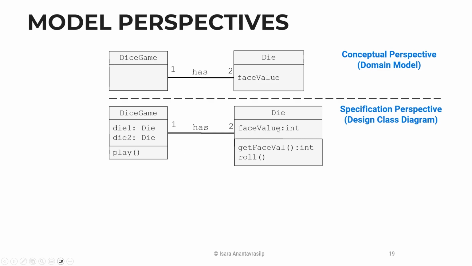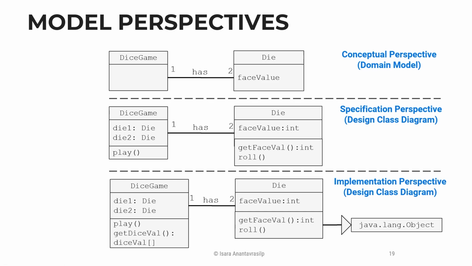In each die, the face value must be an integer. It doesn't make sense to use double or float. And it could do two things: it could roll, and it could return the face value. The result of this function, get face value, is an integer. So whoever sends me this message, I will return an integer.